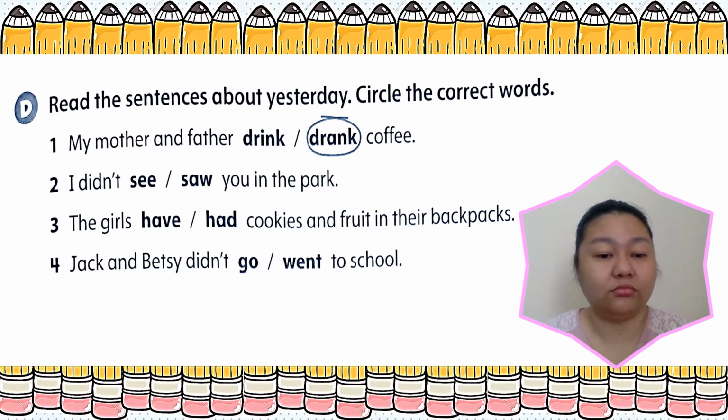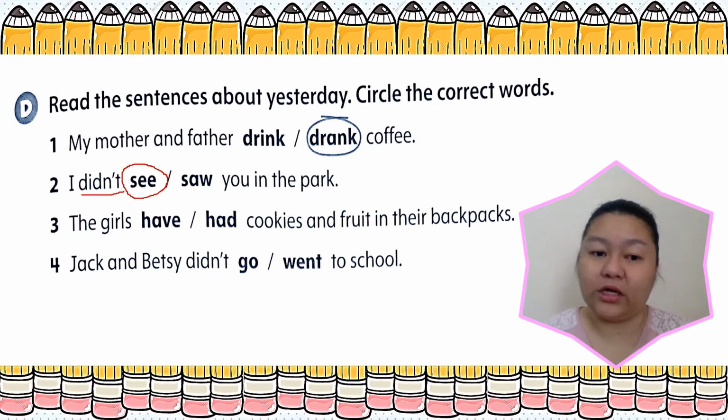Number 2. I didn't saw you in the park. Can batch one answer this one? Now, why did you answer the word see? Remember, it happened yesterday. Very good. Because the word didn't is there, then the verb should be in the present tense, not in the past tense. Well done, batch one.